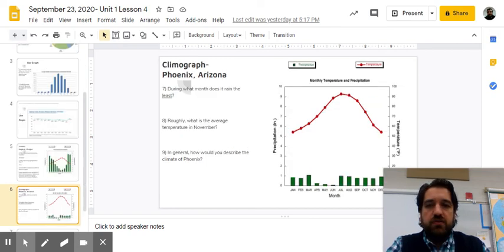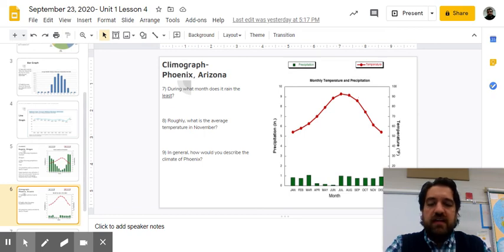But now the next one you're going to take a look at is a climograph for Phoenix, Arizona. So back, still out west, but as you can see, it is much different than Eugene. So do your best with this. Precipitation is measured in the bar graph and temperature is measured in the line graph that is up here.